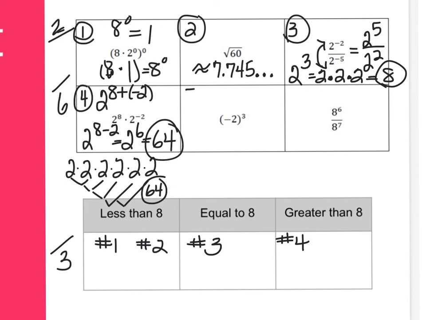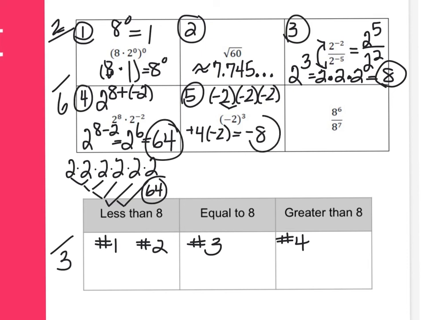Let's say this is number 5, sorry. Negative 2 to the 3rd power is negative 2 times negative 2 times negative 2, 3 times. So negative 2 times negative 2 is positive 4, and I still have another negative 2. Positive 4 times negative 2 is negative 8. That number is less than 8, so I'm going to put that in the bin where it says less than 8.